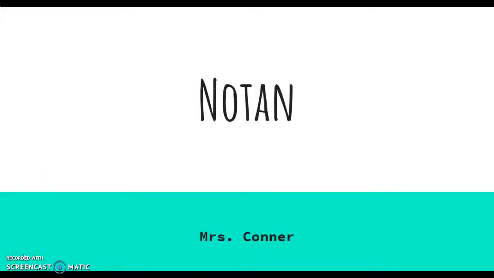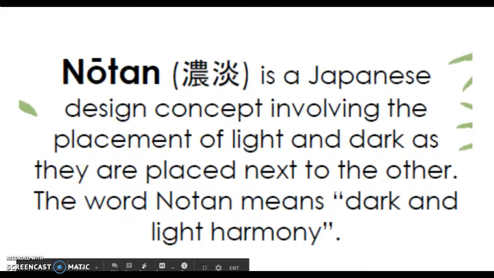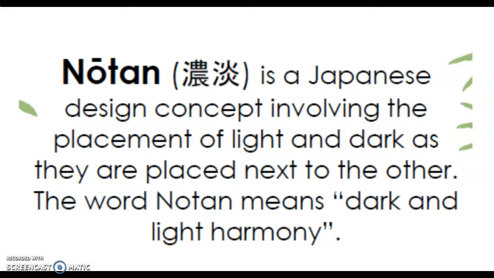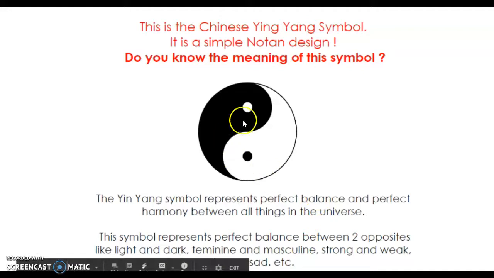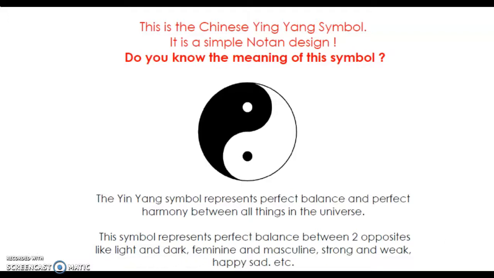We are making a notan, which is a Japanese cut paper design. We will be talking about using lights and darks to create unity and harmony between those two colors. Lots of people have seen this, right? This is a yin-yang sign, so it has the dark in the light and the light in the dark. It has a balance between strong and weak, light and dark, happy, sad, all those things.